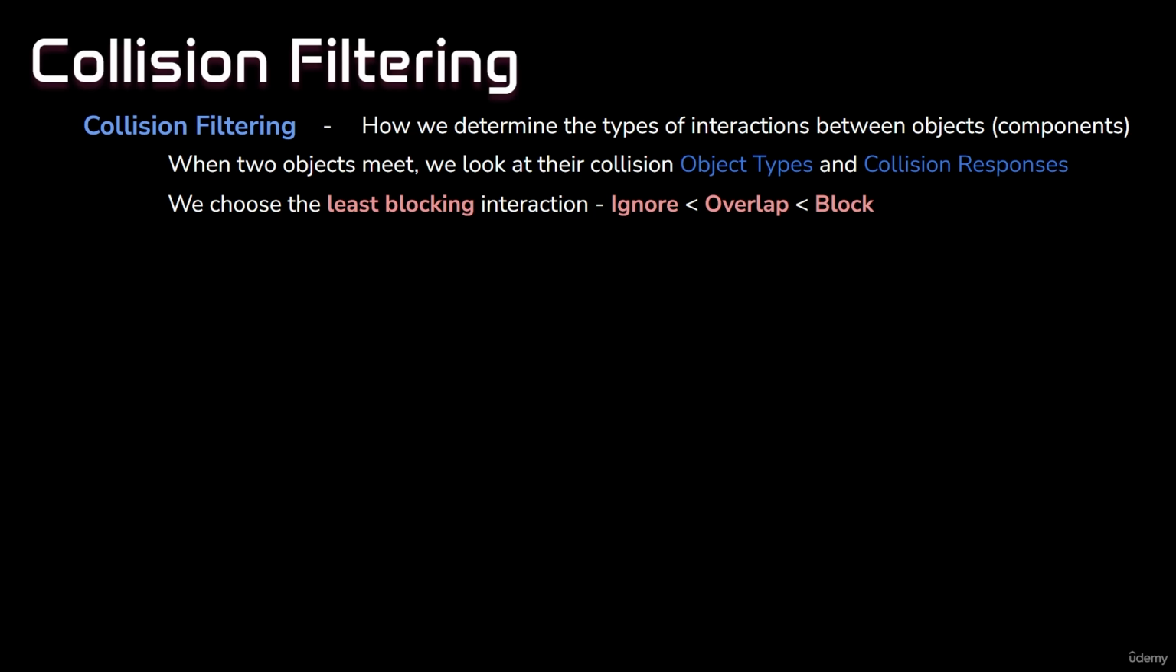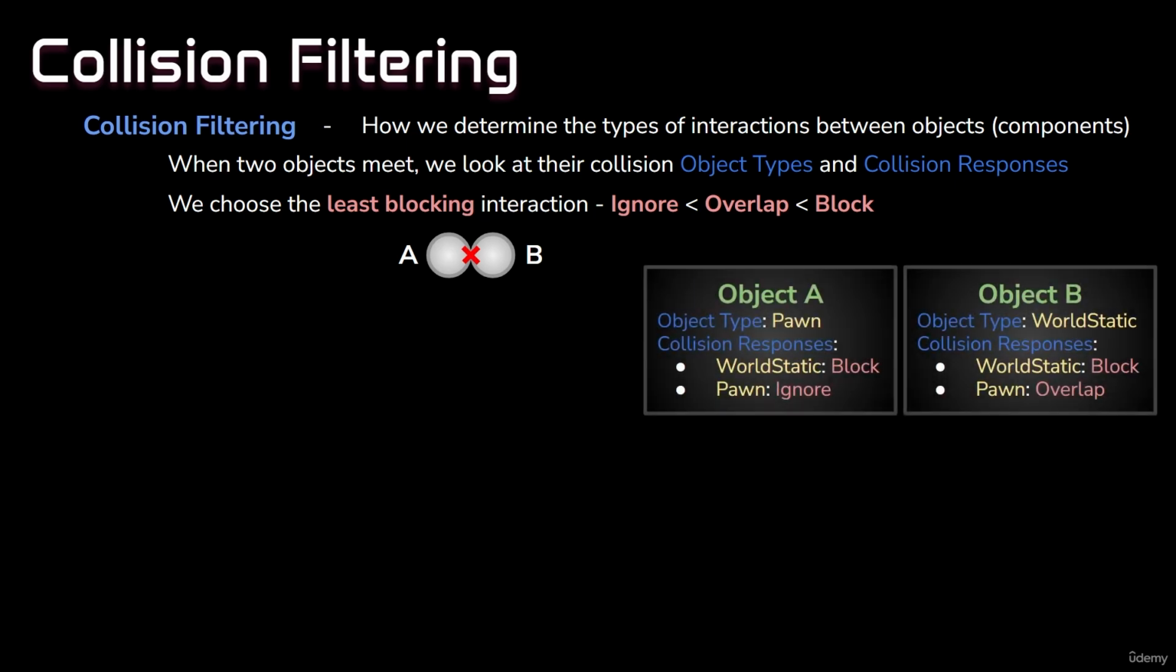This is explained perhaps best with an example. Let's say we have two objects, object A and object B. And here's a simplified form of their collision object type and responses. Object A has collision object type pawn, and object B has collision object type world static. Keep in mind that object type is not the same as an object's class or data type. This is the collision object type, only used by the collision system.